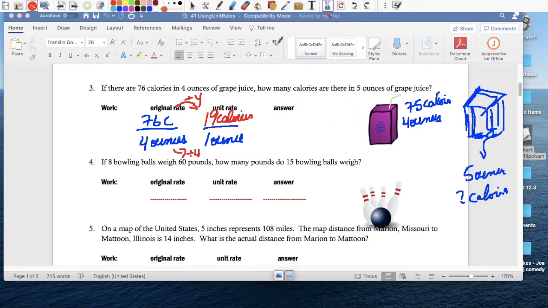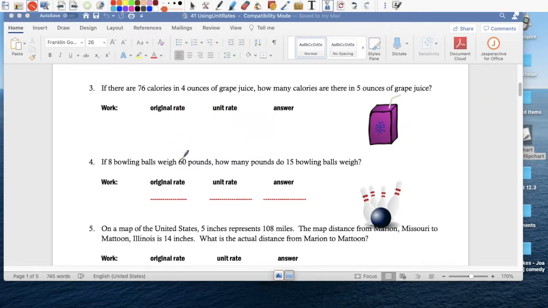That's a lot. So now I can use this. They are asking me if a little box has 5 ounces, how many calories will it have? Well, how does a 1 become 5? Times 5. So up here, times 5. So 19 times 5 is 95. So we get 95 calories. And that's our answer. So again, much easier because I have the unit rate. Much easier using the unit rate.